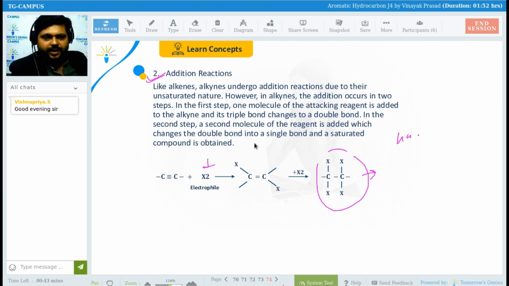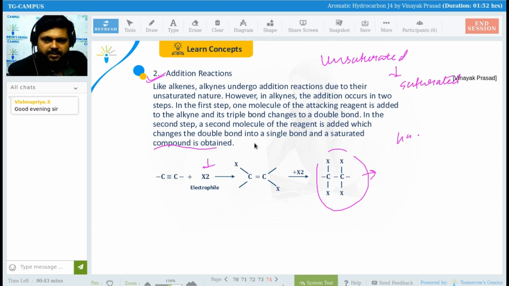Like alkenes, alkynes undergo addition reaction due to their unsaturated nature. However, in alkynes, the addition occurs in two steps. One molecule of attacking reagent is added to the alkyne and its triple bond changes to a double bond. In the second step, a second molecule of reagent is added, which changes the double bond into a single bond and a saturated compound is obtained. So from unsaturated, we are getting a saturated one. In two steps we get the saturated compound, but in case of alkene we directly get saturated carbon single bond carbon.